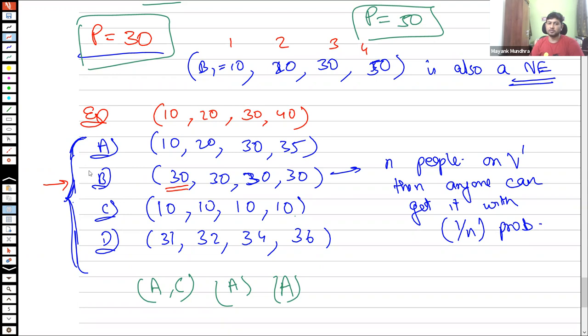So two of you are saying C is not a Nash equilibrium. So who has an incentive to deviate here? Sir, I don't think there is an incentive to deviate. Yeah, so the others who have answered that C is a Nash equilibrium, can you please tell me who has an incentive to deviate?